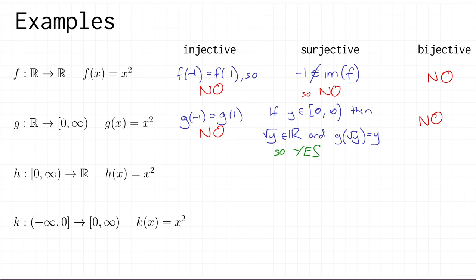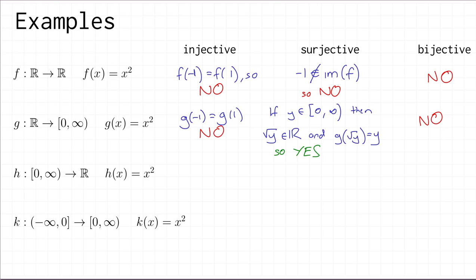Okay, let's look at this function h. So h now has domain the set of non-negative real numbers, so the half-open interval closed at 0 and open at infinity, and its codomain is the real numbers. So this time, is it injective? What do you think? Pause the video, think about the answer.